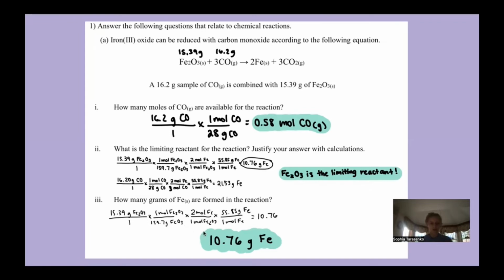As you can see here, we used mole ratios because we have 1 mole of Fe2O3 to 2 moles of Fe. So we use a mole ratio here, and then we know that 1 mole of Fe is 55.85 grams of Fe, and then you multiply the top, you multiply the bottom, and you get 10.76 grams of Fe formed in the reaction.